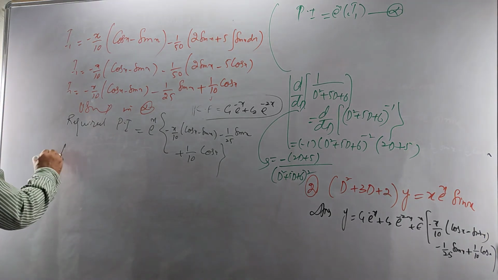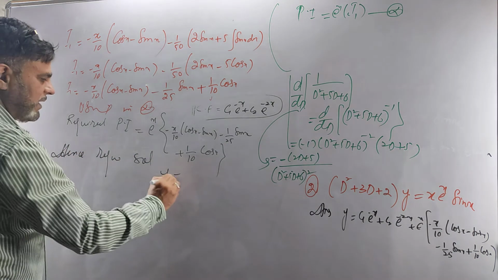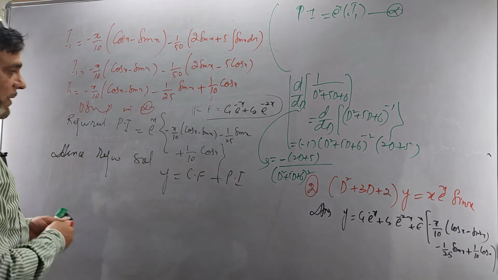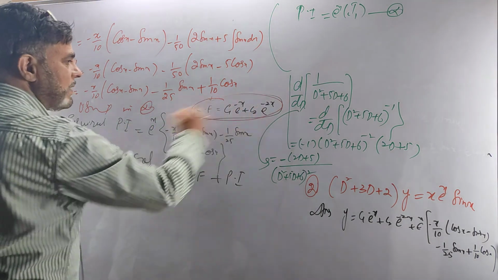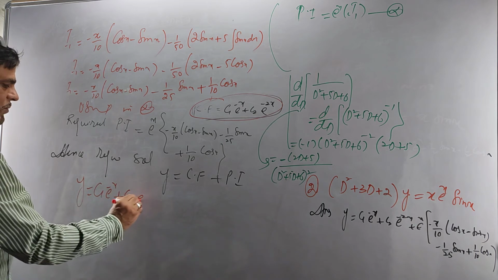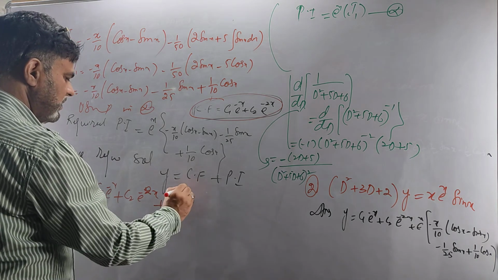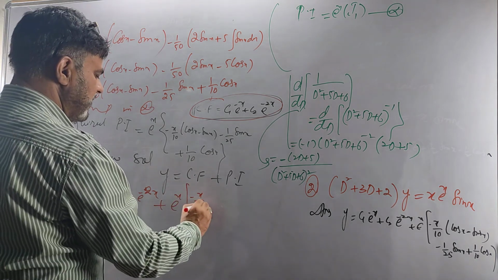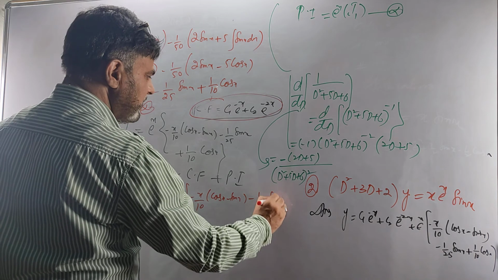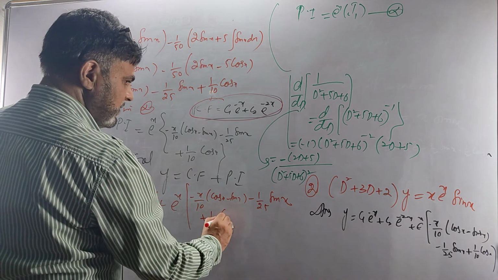So what is the solution? Required solution is y equal to complementary function plus particular integral, as usual. What is your complementary function? This was your complementary function. So y is equal to c1 e raised power minus x plus c2 e raised power minus 2x plus e raised power x times minus x by 10 cos x minus sin x, minus 1 by 25 sin x, then plus 1 by 10 cos x.